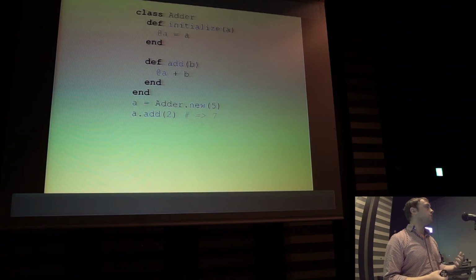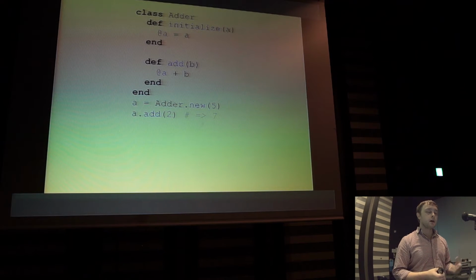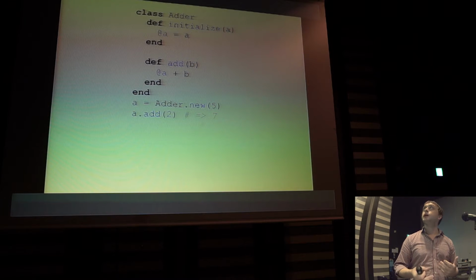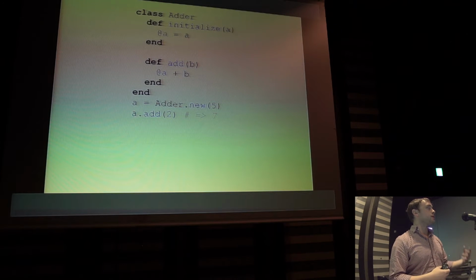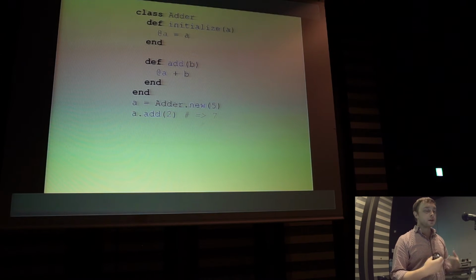Crystal also has the same style of object-oriented programming. You have classes. You can have an initialize method. All the methods have implicit return, so you don't have to say return, and so on and so forth. All of this works both in Crystal and in Ruby.